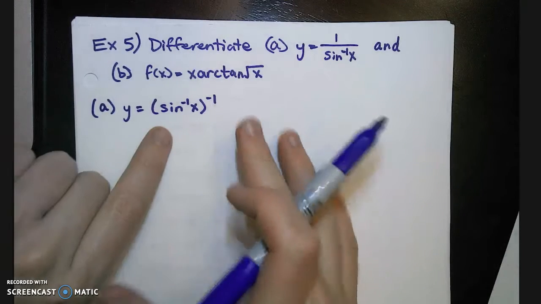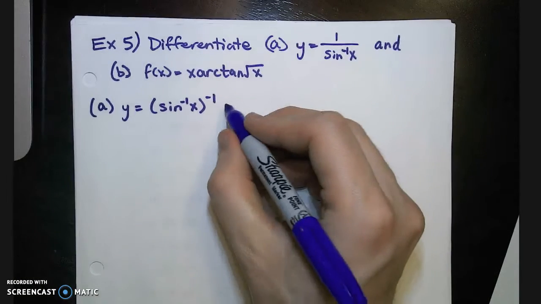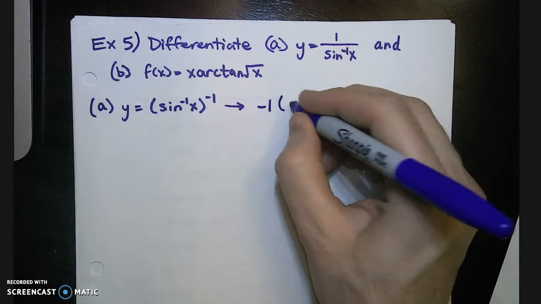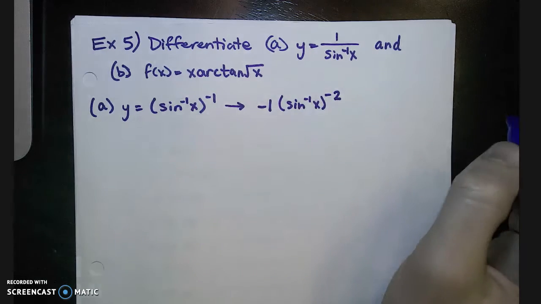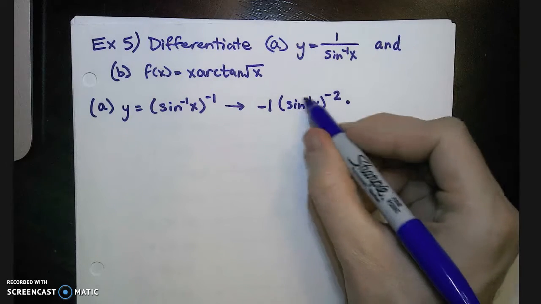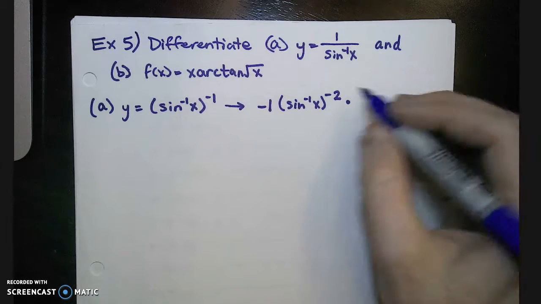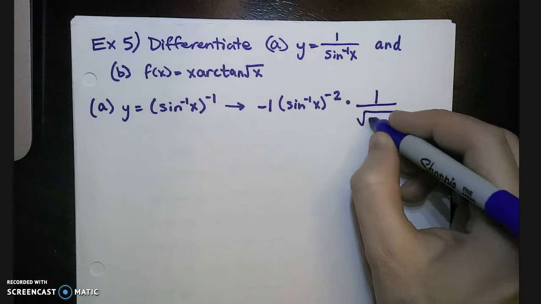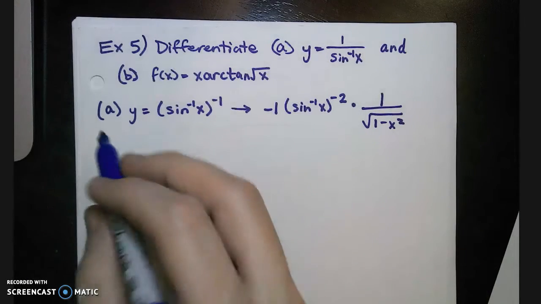The other way to do it would be to just see this as a quotient and use quotient rule to find the derivative. But using chain rule here, we would bring the negative 1 in front, and then we would take 1 away from the exponent. So that'd be the derivative of the outside, and then times derivative of the inside. Then we would look at our inverse trig function derivatives, and inverse sine, the derivative of that is 1 over radical 1 minus x squared. And then we just want to simplify it. So that is my derivative so far.